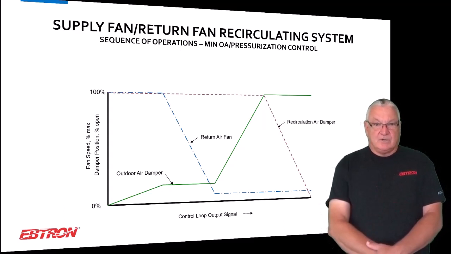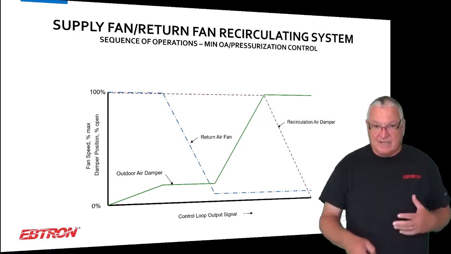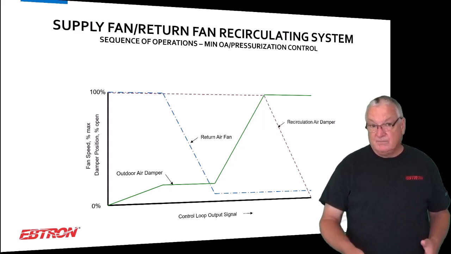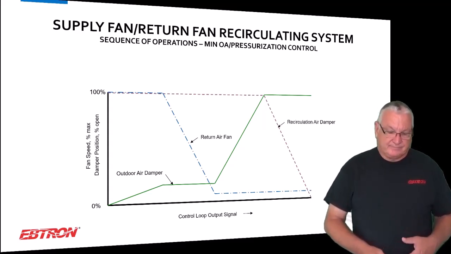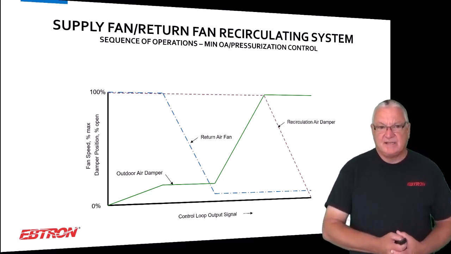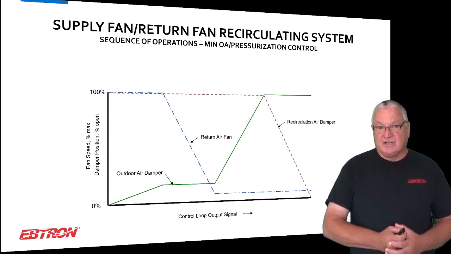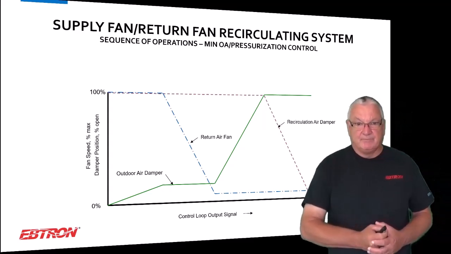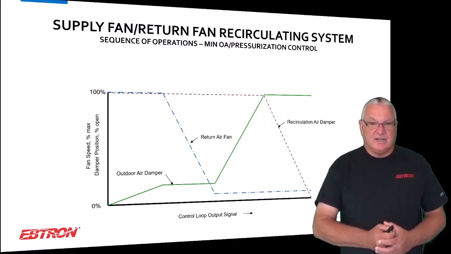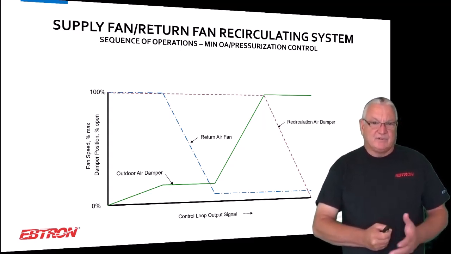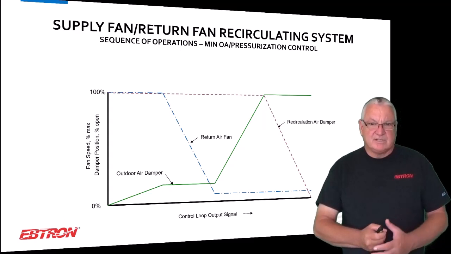And so right here, we're talking about the outside airflow intake measurement control. If you go from left to right on the sequence, the green solid line is basically your outside air damper position between 0 and 100%. The blue dashed line is your return air fan speed, and the purplish dashed line is your recirculation air damper. So moving from left to right, you can see what the sequence looks like.